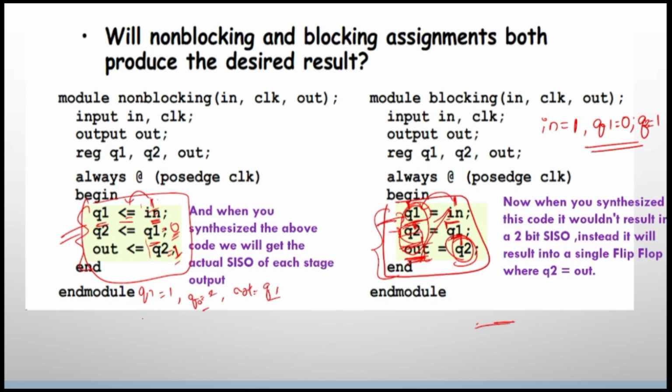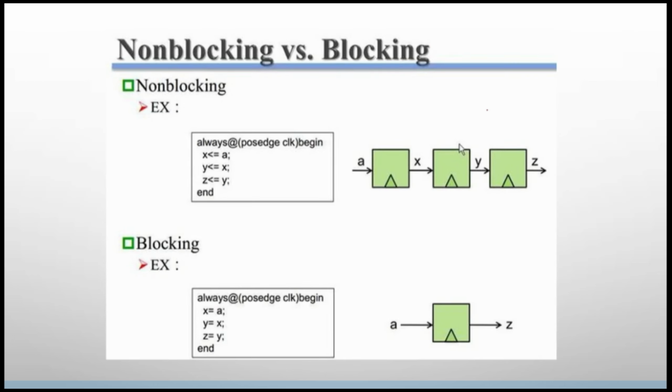In this way, with blocking statements there is no serial input, serial output; what is there in input is simply there in the output. That's it. But in the case of non-blocking, whatever is there in input first goes to q1, what is in q1 goes to q2, and then from q2 it goes to output. So a serial-input serial-output stage works in the case of non-blocking statements, which is not the case with blocking statements. Hope you got an idea.